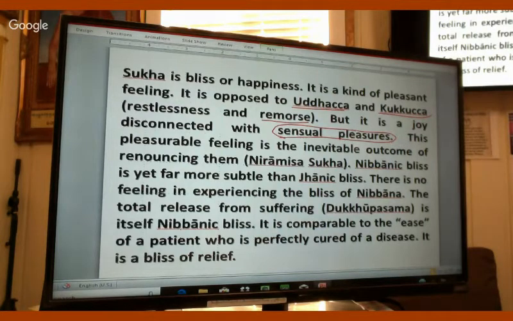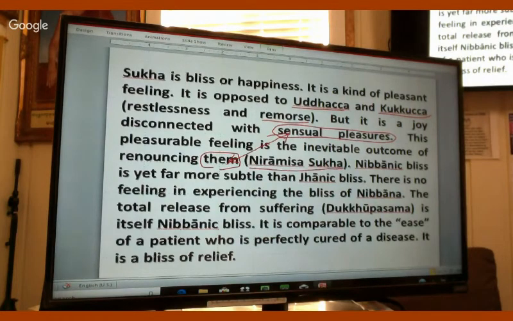So this pleasurable feeling is an inevitable outcome of renunciation. Renunciation means renouncing sensual pleasure. For some time you stay away from the sense objects. That's what we call renouncing them. Renouncing for the sake of niramisa sukha in Pali.